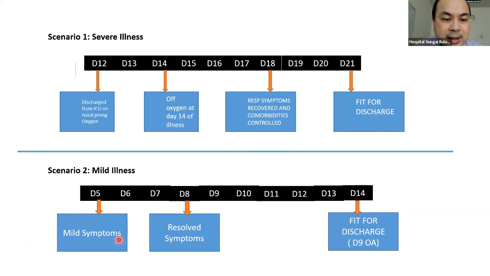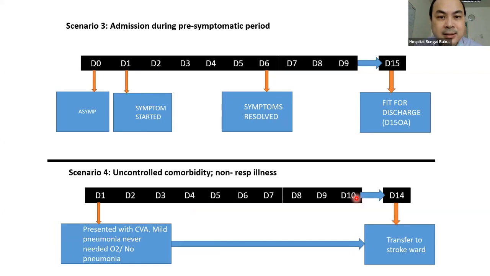In mild patients, let's say the symptoms start about day 5. By day 8 the symptoms have resolved. By day 14 you can actually discharge the patient, because, sorry, they already had 5 days of symptoms, so they were admitted at day 5. You don't have to wait for 14 days of admission. You wait for 14 days since symptoms started. This is for mild disease. All right.